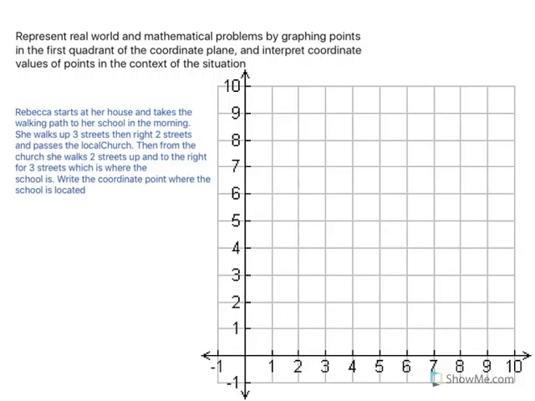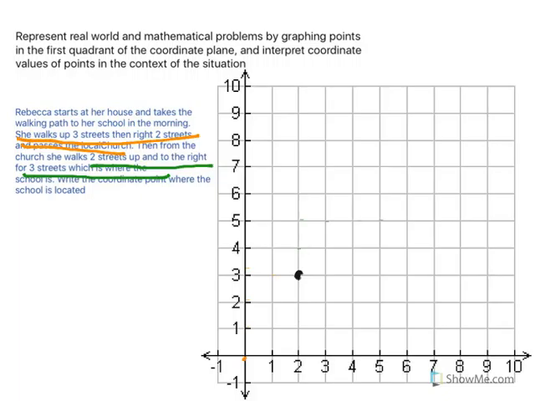Okay. So we have 2 steps in this problem. We first have her passing this church right here, and then we have the directions to her school. So first let's do the church. So she starts from her house, which will always be at the origin, they don't tell you, and then she walks up 3 streets, so we'll go up 1, 2, 3, and then to the right 2, 1, 2. So the local church is right here. So then we look at our next set of directions, because then from the church she goes up 2 streets, 1, 2, and then she goes to the right, 3, 1, 2, 3.